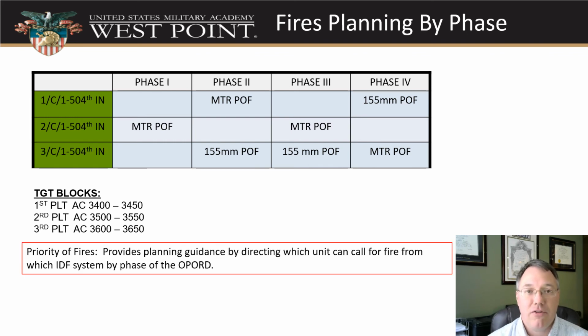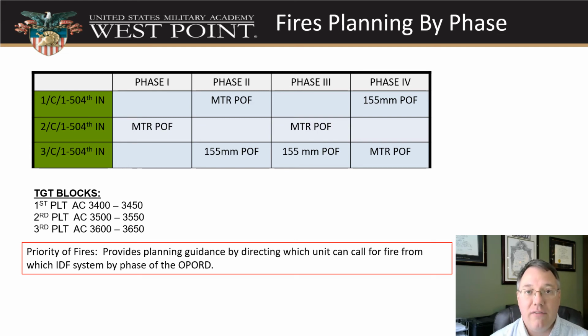All right, the first one is priorities of fire, right? That's this table that's shown on this slide. So what this does is go across each phase, all right, and break down during that phase which sub-element has priorities of fire from which weapon systems. All right, so you can see in the table here, if you're first platoon, then during phase 2 you have priority of fire for mortars, and during phase 4 you have priority of fire for the 155 howitzers. So that's a planning tool, and it helps the artillery units or the supporting indirect fire units know who they prioritize, who they give assets to first.